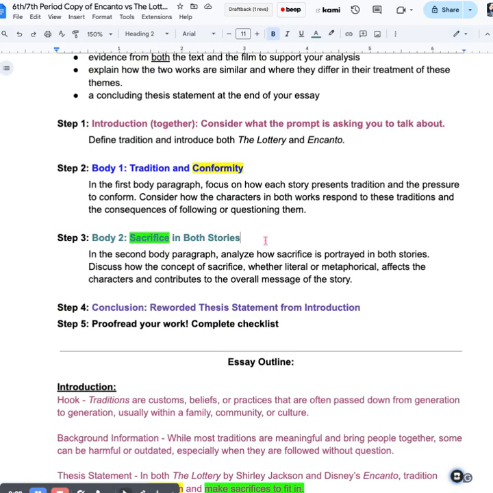Body number 2 is supposed to be about sacrifices in both stories. Now, remember, these stories and the sacrifices that their characters make are very, very different. So that's why this is a compare and contrast essay. That's what that means, similarities and differences. So in the second body paragraph, analyze how sacrifice is portrayed in both stories. Discuss how the concept of sacrifice, whether literal or metaphorical, affects the characters and contributes to the overall message of the story. When something's literal, you are taking it exactly the way that it means. When something's metaphorical, it means it kind of symbolizes something or is an example.